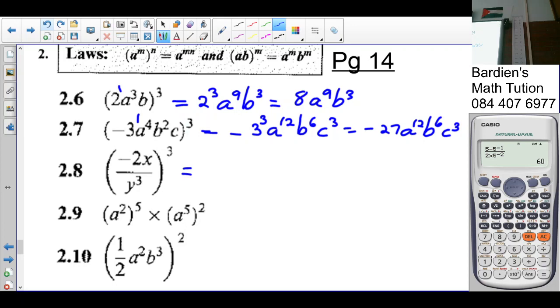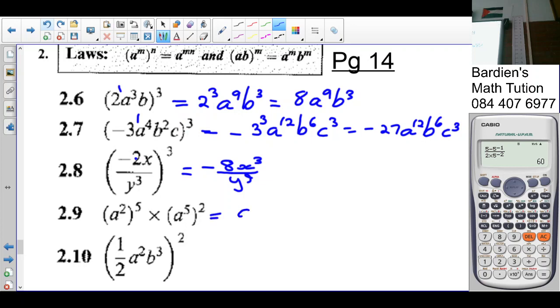So negative to an odd exponent will always be negative. 2 cubed is what? 8. Or 2 cubed? X cubed over 1. Any confusion there? Any questions? I saw a hand up earlier. No hand. Okay. Are you all okay with this?